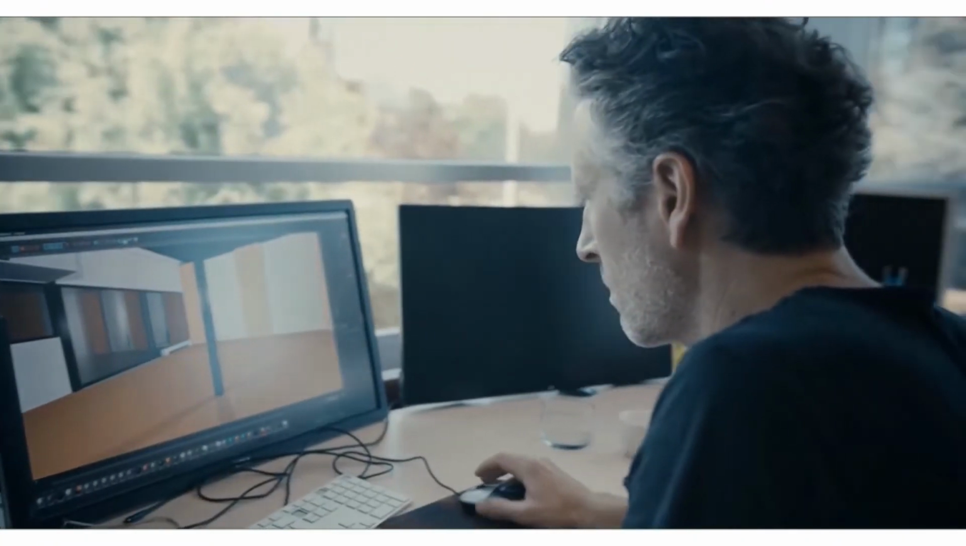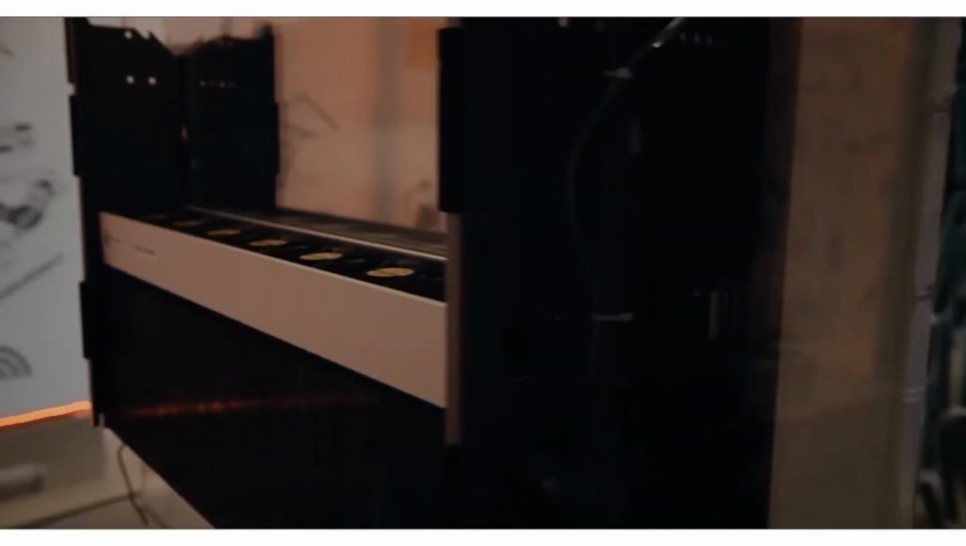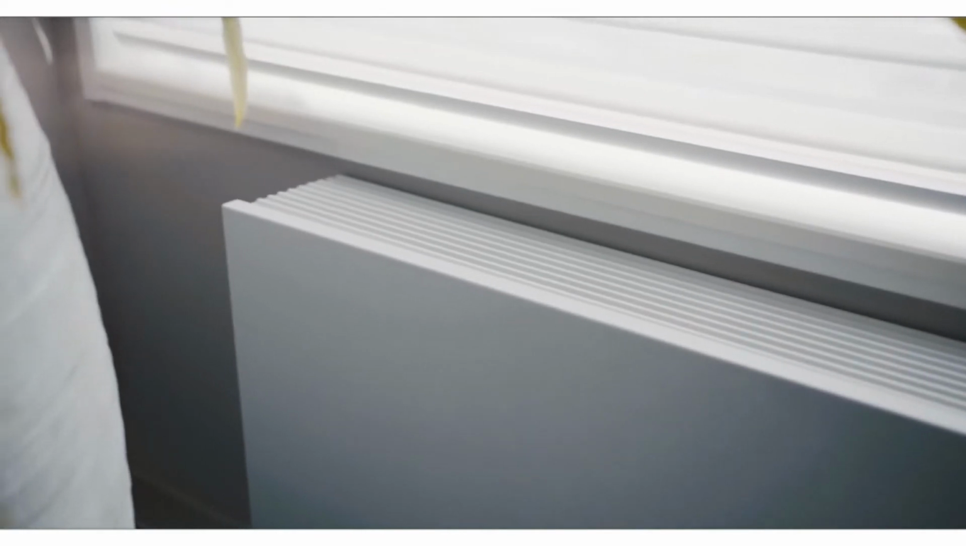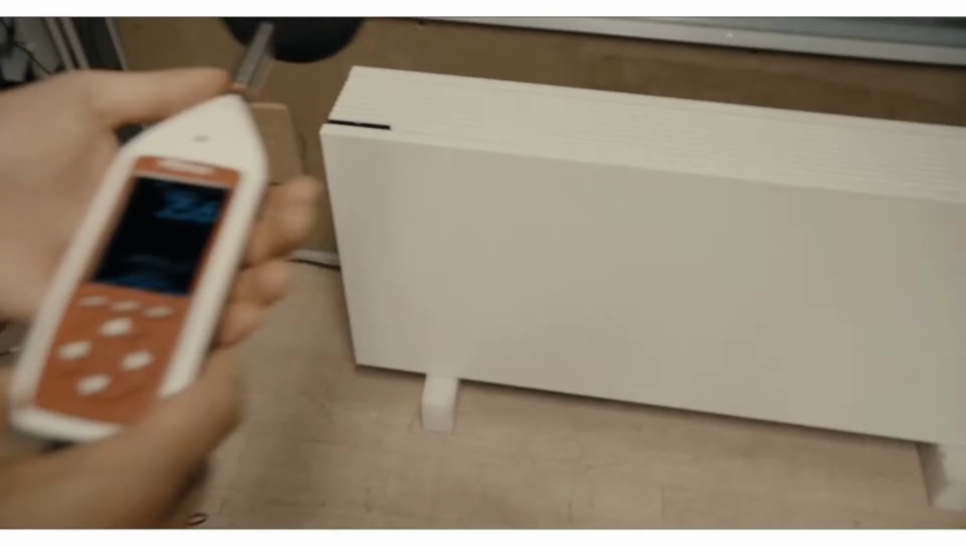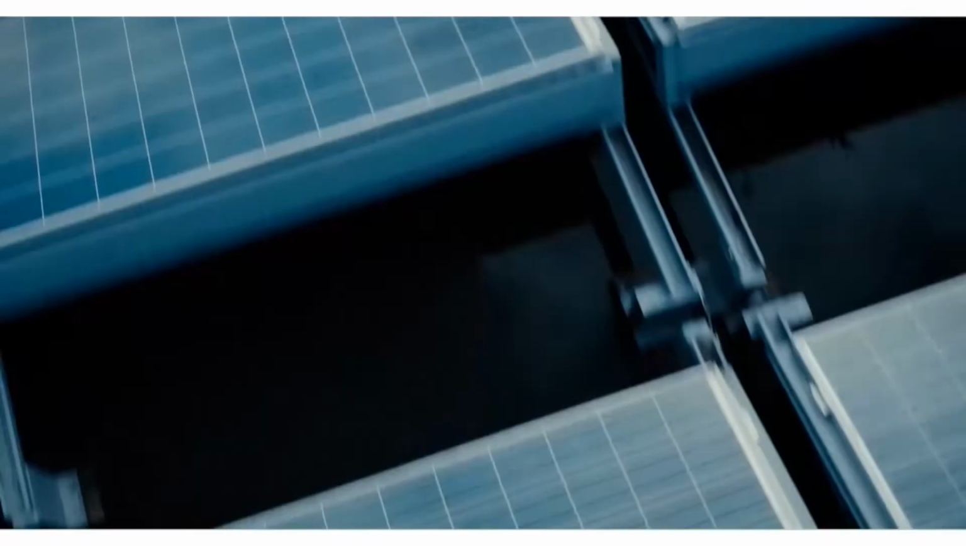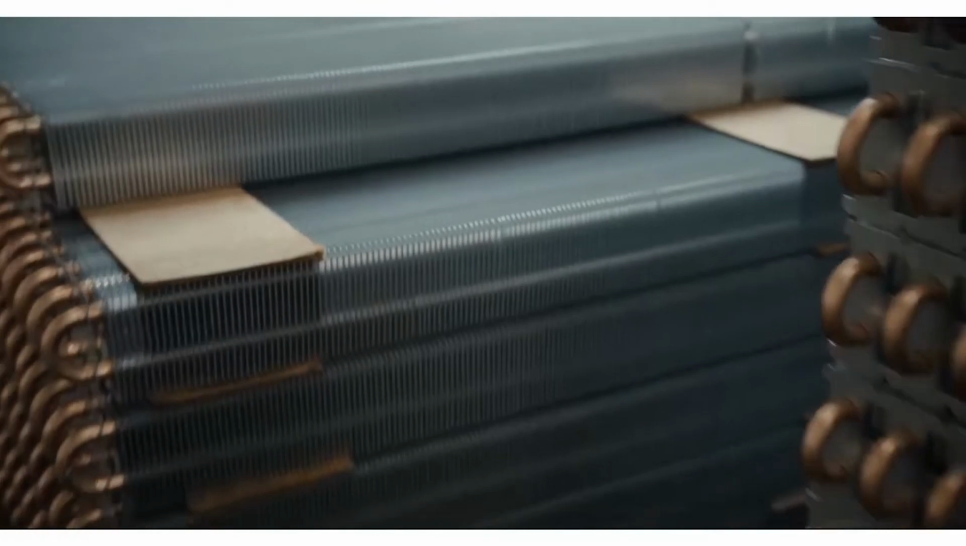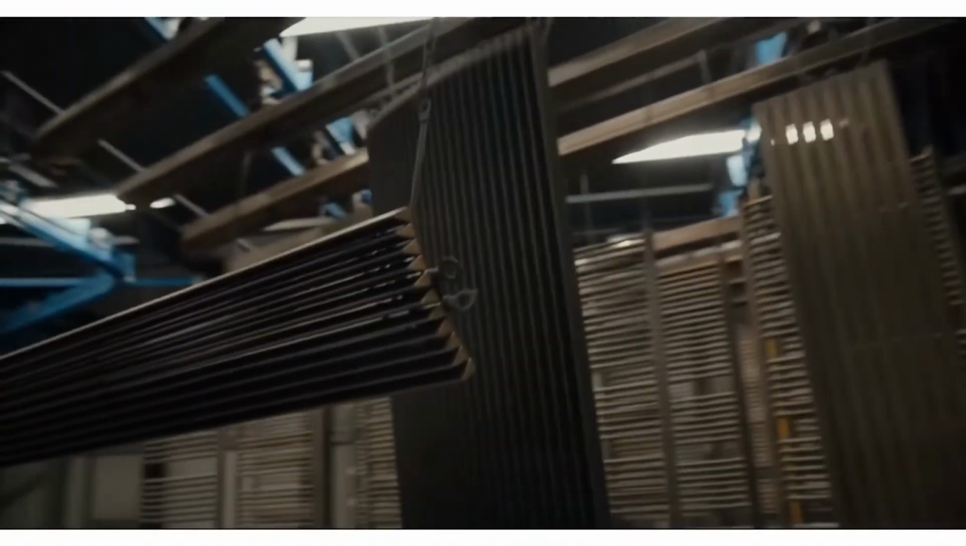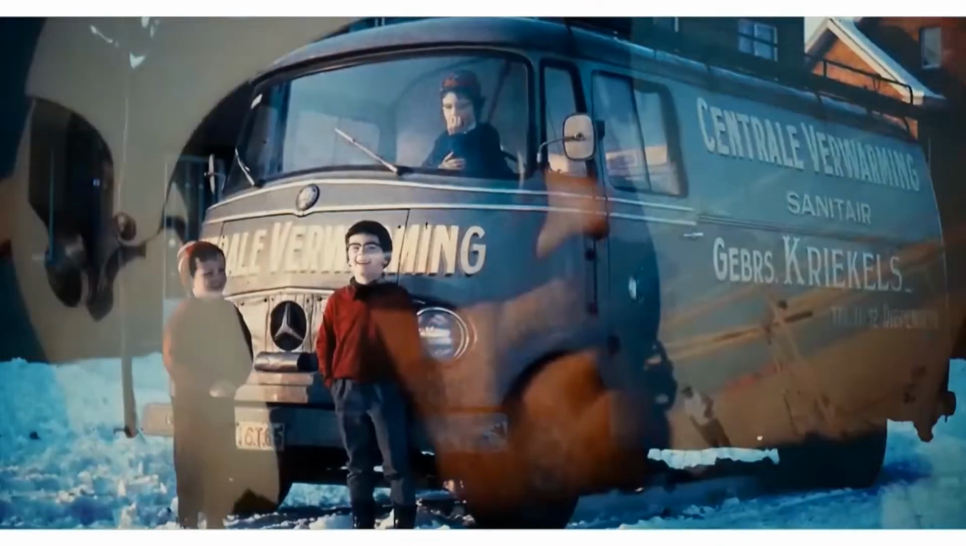For more than 50 years, we've been creating sustainable cooling, ventilation and heating solutions. Our products are lighter, smaller and quieter than traditional systems. They require less material and they're a lot more energy efficient. Our products last for at least 30 years and are fully recyclable. Good for people, good for the environment. That is why we call ourselves climate designers.